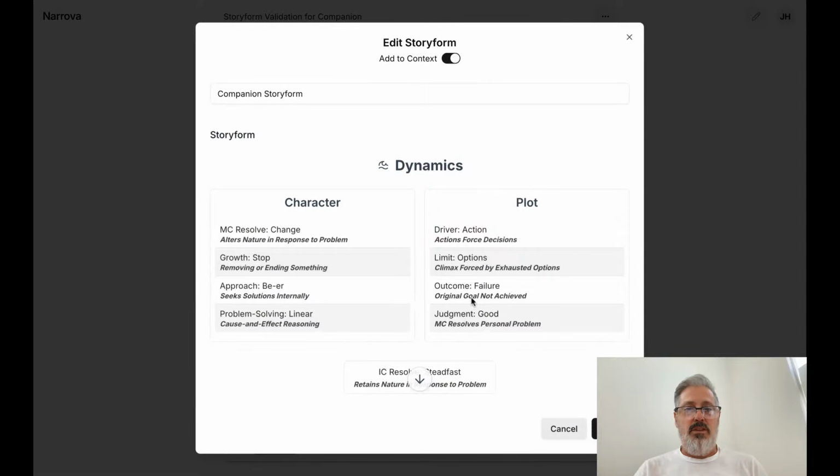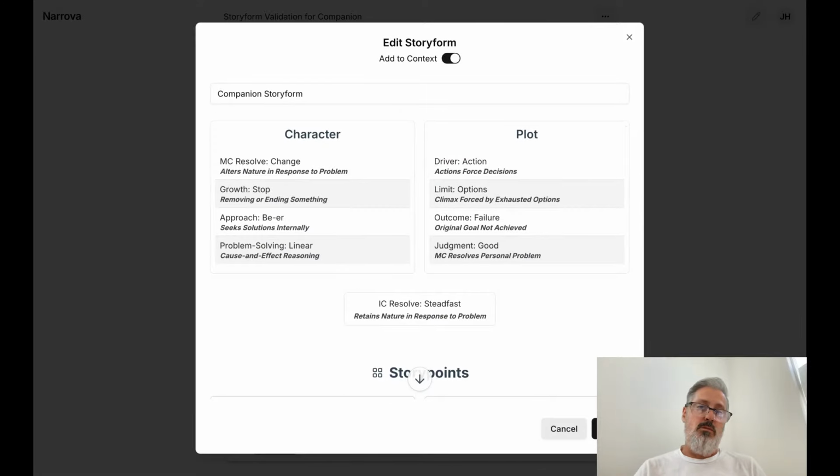So if I pop that open, this is the story form for the movie Companion, where the main character alters their nature in response to the problem. Initially, they seek solutions internally. She tries to hold everything in. The original goal is not achieved. Things kind of go south, but she resolves her personal issues.